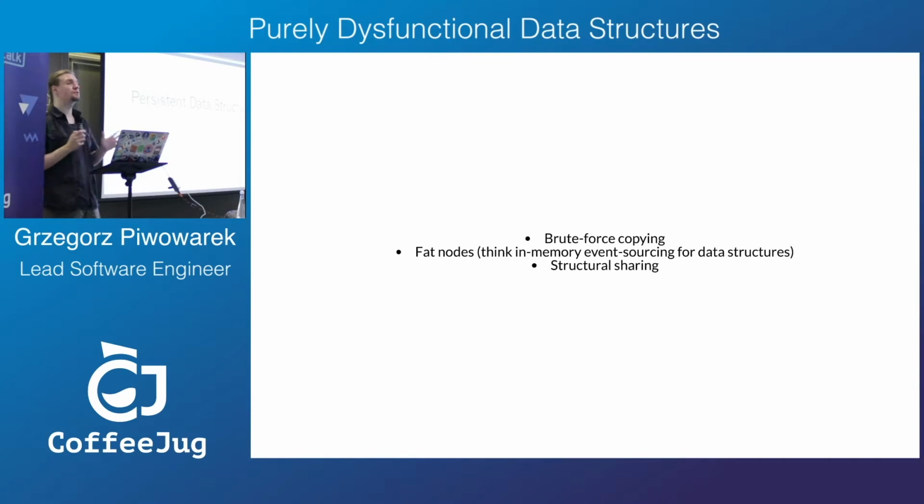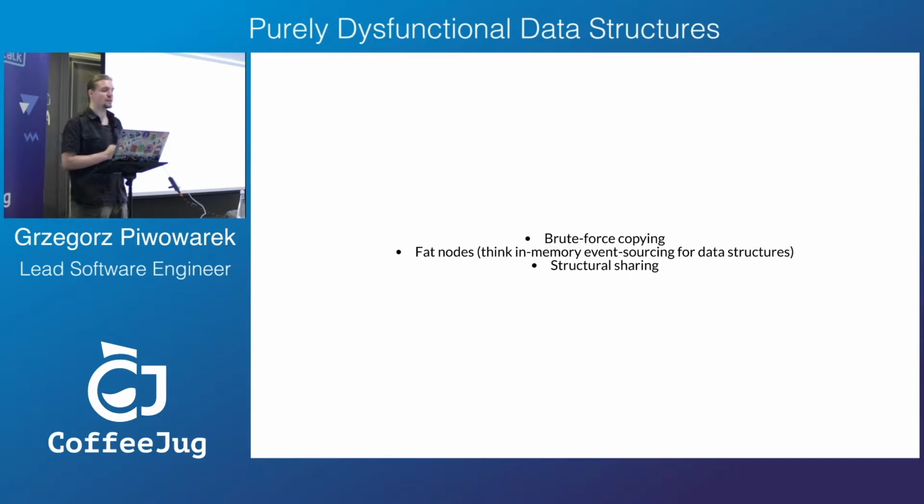And you can achieve it in a few different ways. The first one is what we just saw, which is just brute force copying, which means if you modify an object, you create a copy, and then you have two versions, the previous and the current one, and the previous one remains unchanged, so it's thread safe and all that stuff.